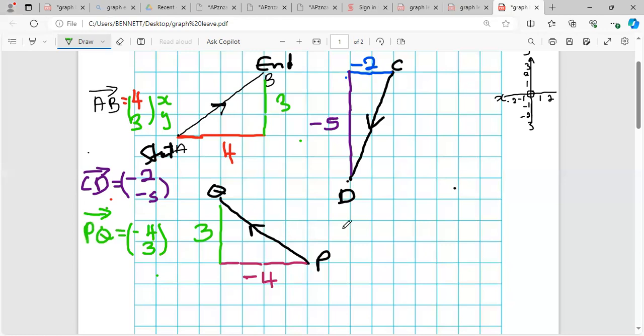Sir, yeah man, go ahead. Why couldn't you go up from the P? Why couldn't you go up? Because you always have to move your x first. That's the rule. Always.